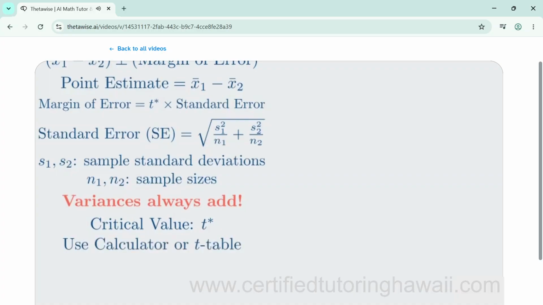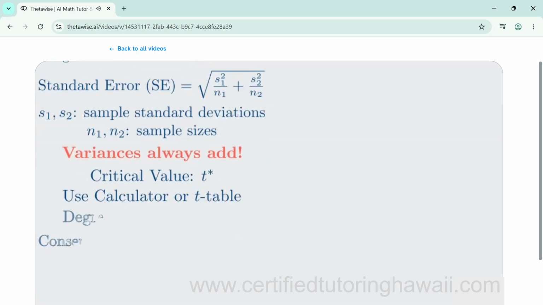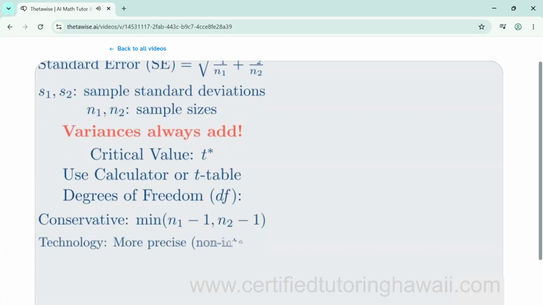In AP statistics, you'll usually find this using a calculator or a t-table. If you are calculating by hand, a safe, conservative rule is to use the smaller of your two sample sizes, minus 1. However, using technology will give you a more precise non-integer value for degrees of freedom.